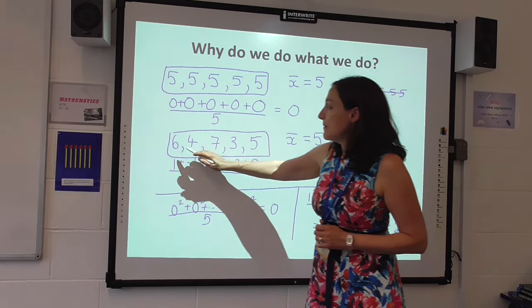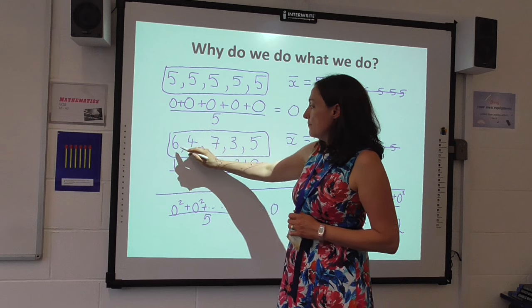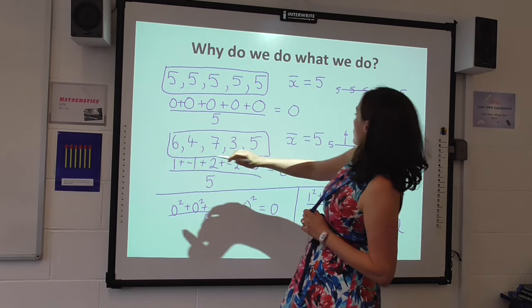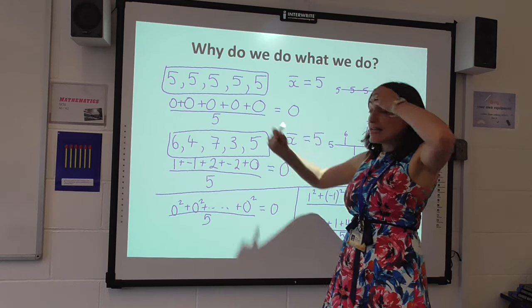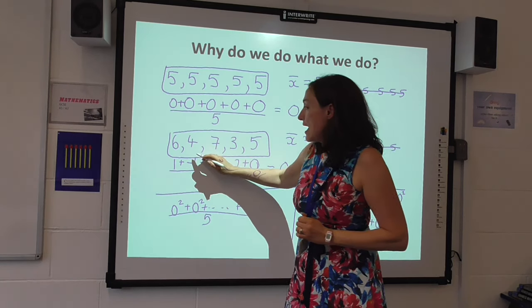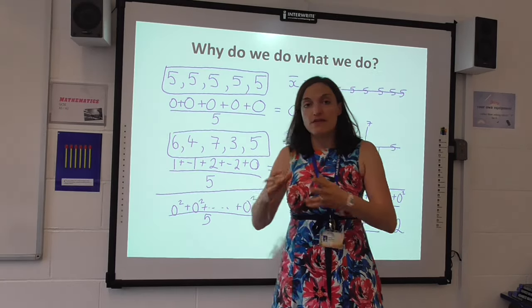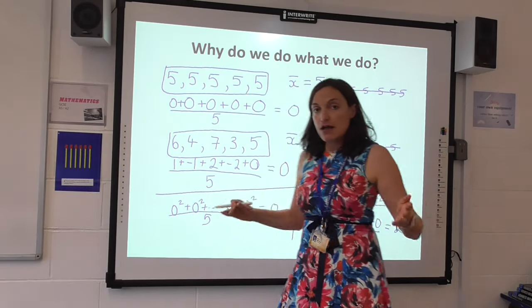If you were to look at values that were even further away from the mean, so you could try this yourselves, if you thought about having values like, let's have 5 plus 10, so 15 and 0, and put 7 and 3 and 5 again, you should find that the variance again increases.